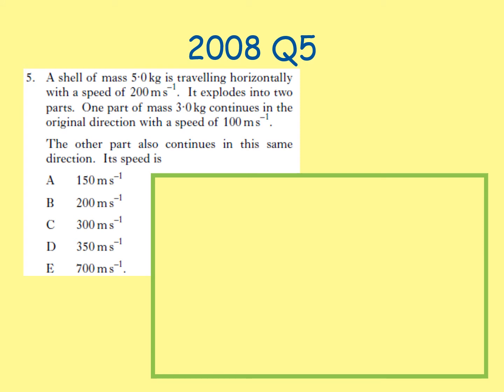A shell of mass 5 kilograms is travelling horizontally with a speed of 200 meters per second. It explodes into two parts. One part of mass 3 kilograms continues in the original direction with a speed of 100 meters per second. The other part also continues in this same direction. We want to work out its speed. So again, we want to draw our diagrams.